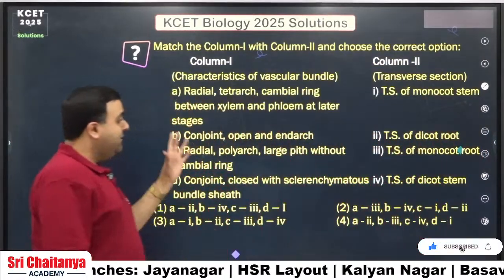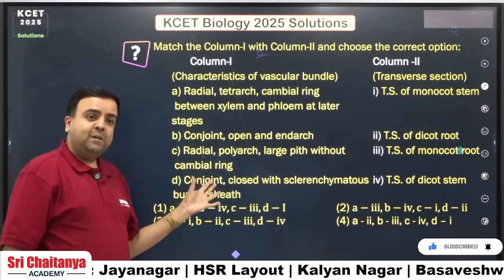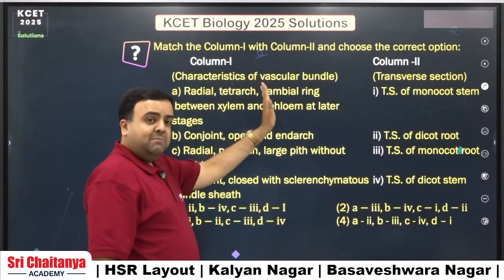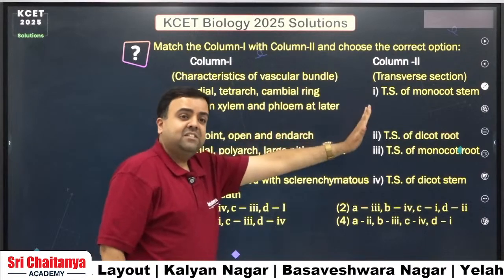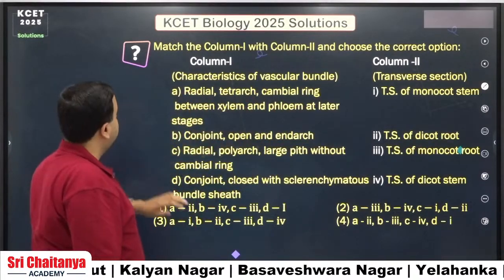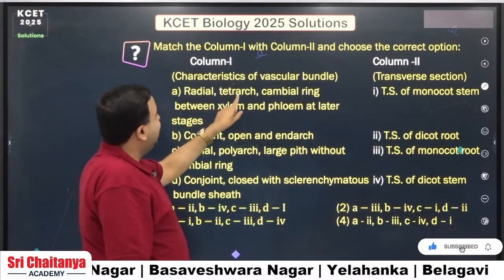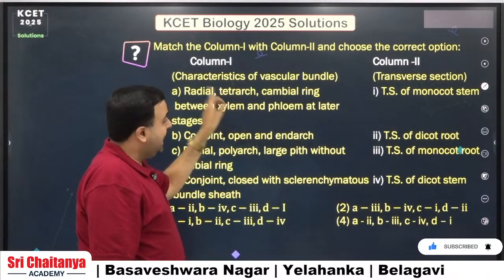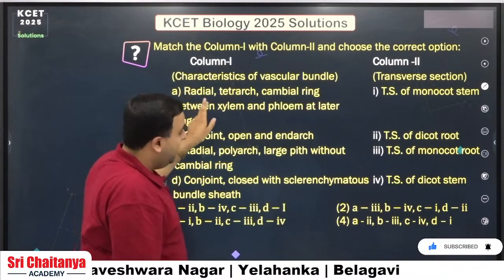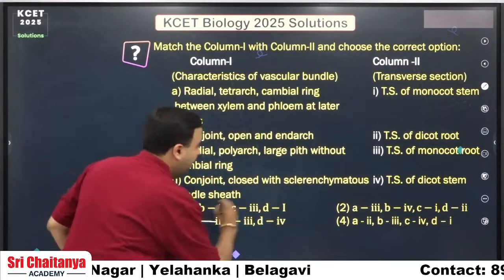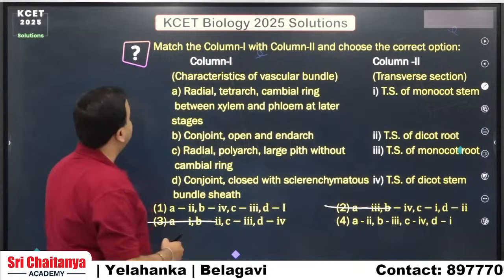Now here again we are presented with another question from Anatomy of Flowering Plants. So here they have given us characteristics of vascular bundle, and you need to identify its transverse section where we are going to observe it. The minute you see radial, it has to be root. Then you see tetrarch, it has to be dicot root. So A has to go to 2. A going to 2, I will remove options 2 and 3.